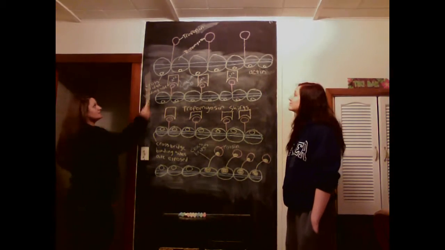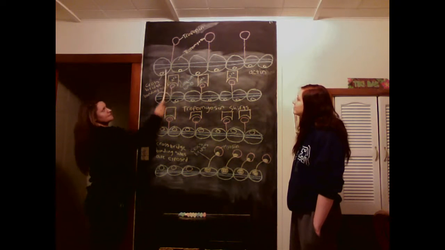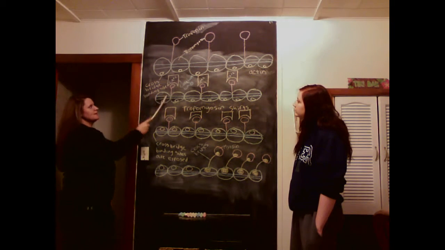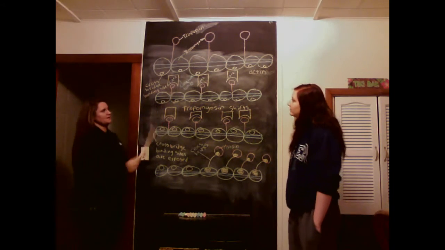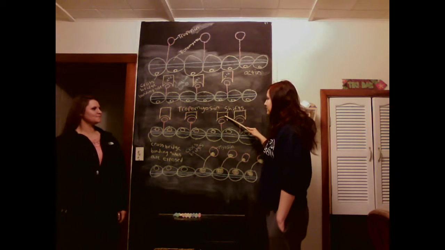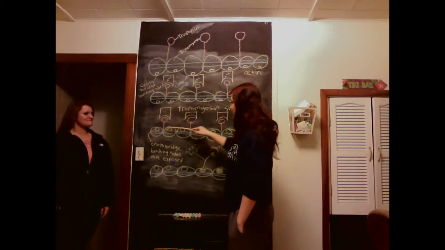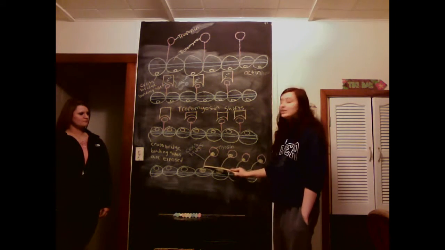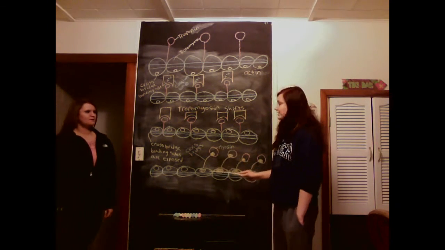This up here is the troponin. This is the tropomyosin. This is the cross-bridge binding sites, and this is where the calcium binds. Then the tropomyosin shifts. These are the cross-bridge binding sites, and they are exposed. These are the cross bridges, and this is the myosin.